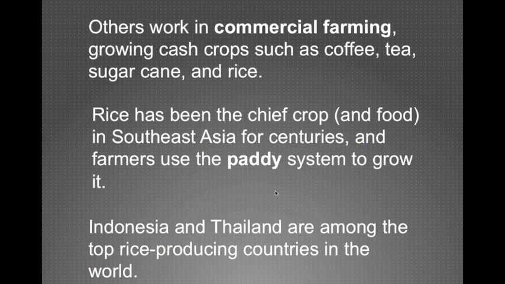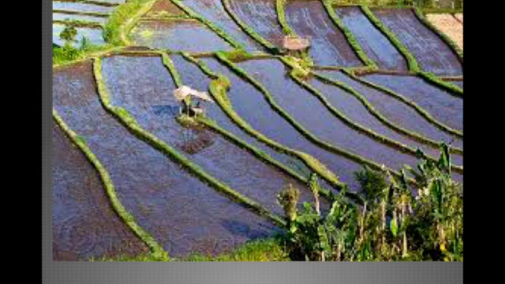Other people commercially farm, and they sell crops such as coffee, tea, sugarcane, and rice. Rice has been the main chief crop in Southeast Asia, and farmers use the paddy system to grow it. Okay, so what is a rice paddy? Let's take a look. You got to know that Indonesia and Thailand are the top producing rice countries in the world. So let's take a look at this. This is a rice paddy.